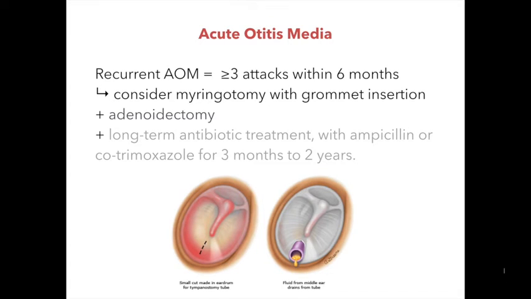Acute otitis media can be recurrent, so that's defined as more than 3 attacks within 6 months. And this should then lead to a discussion about whether myringotomy with grommet insertion would be worthwhile, or adenoidectomy in smaller children. Long-term antibiotic use isn't quite the preferred method, but it is an option as well.